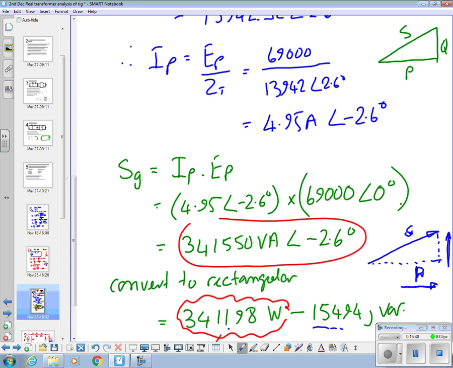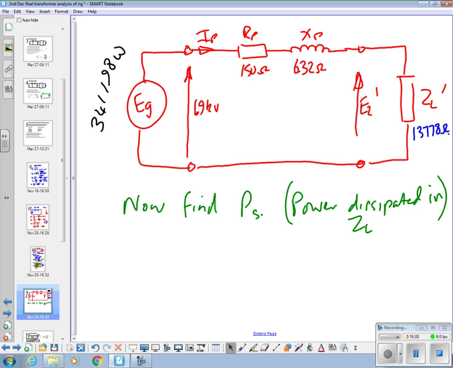Okay, so if you're going to do efficiency, you need to know what the power in is as well as the power out. Okay with that? So that's where we got up to, really. I've drawn the complete circuit, made a note over here that we're putting in that many watts, made a note over here of what ZL dash is.